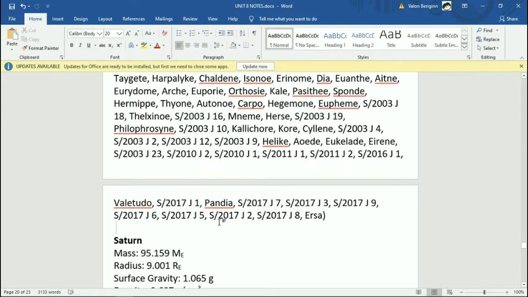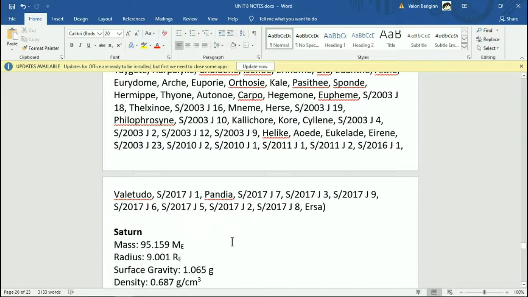Right, moving down to Saturn, it's not quite as big as Jupiter. It's 95 times the mass of the Earth, and it's about 9 times the size. Gravity is actually kind of small, which is kind of weird. But again, this is the surface, quote-unquote, gravity of Saturn, so it's not really meaningful. Saturn is the least dense planet. It's the only one that's less than 1, which means that Saturn is less dense than water.